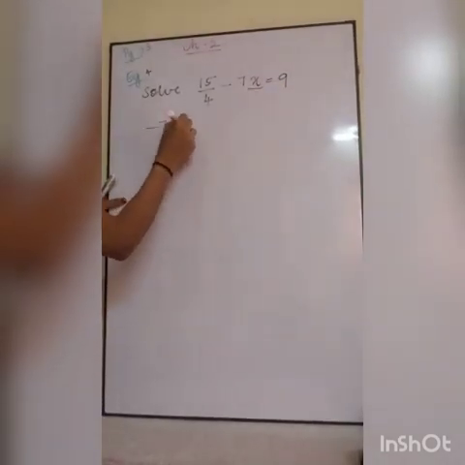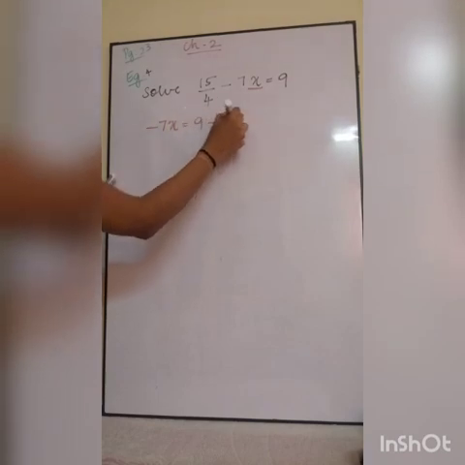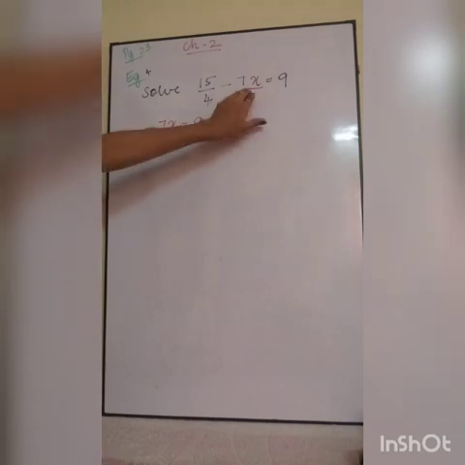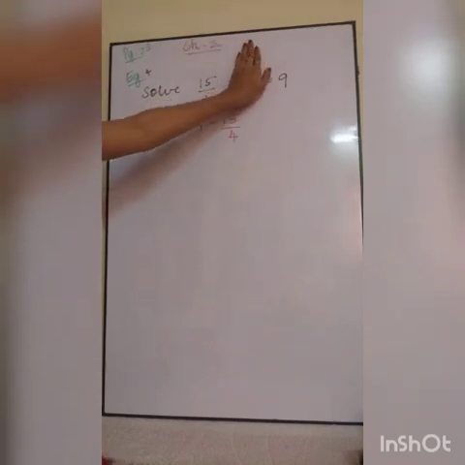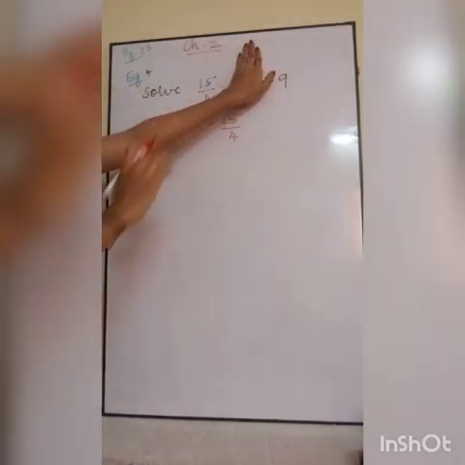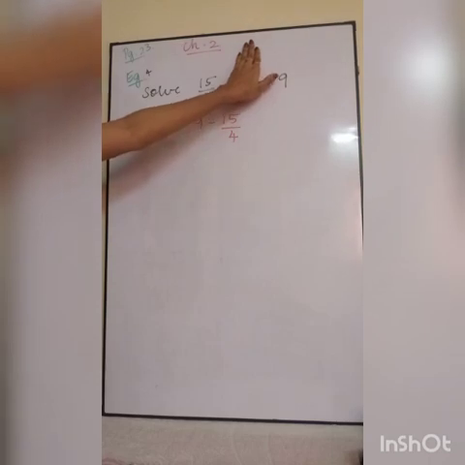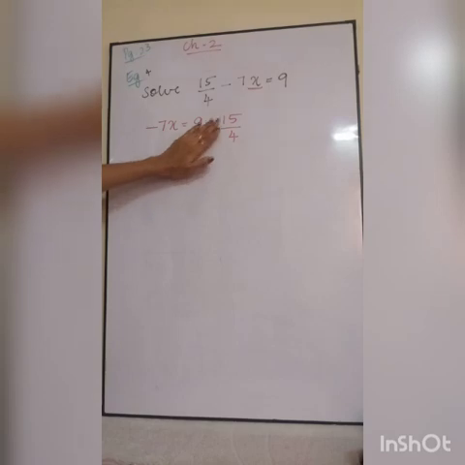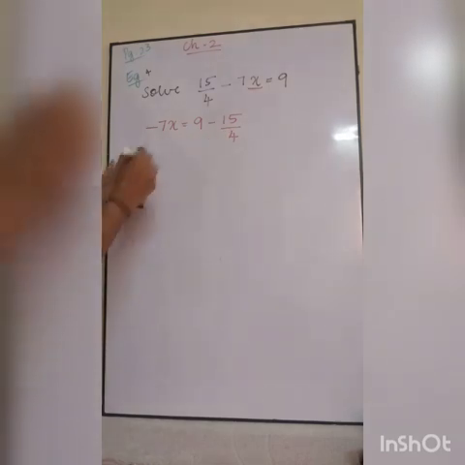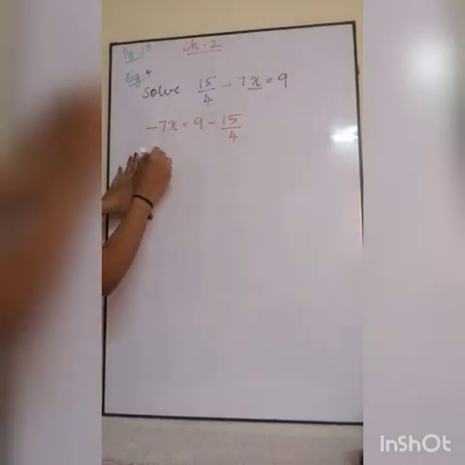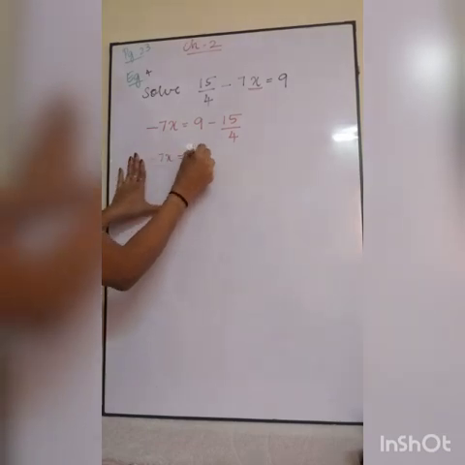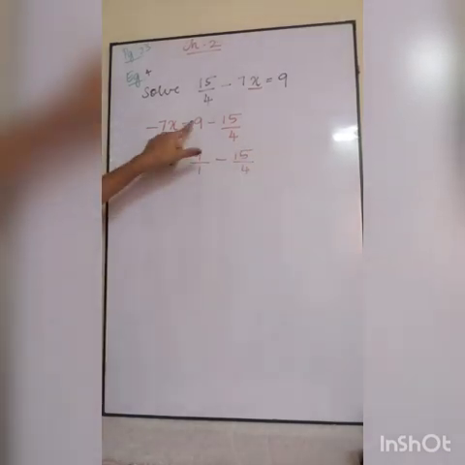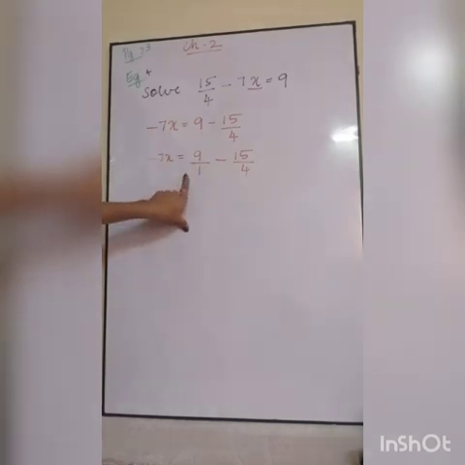So can we keep this alone as such and bring this to the other side? Minus 7x equal to 9 minus 15 by 4. Can we write like this? Because we are going to keep this as such and I am bringing this 15 by 4 to that side. So minus 7x will be as it is, equal to 9 minus 15 by 4. Now, can we make this minus 7x is equal to 9 by 1 minus 15 by 4? Because 9 can be written as 9 by 1.